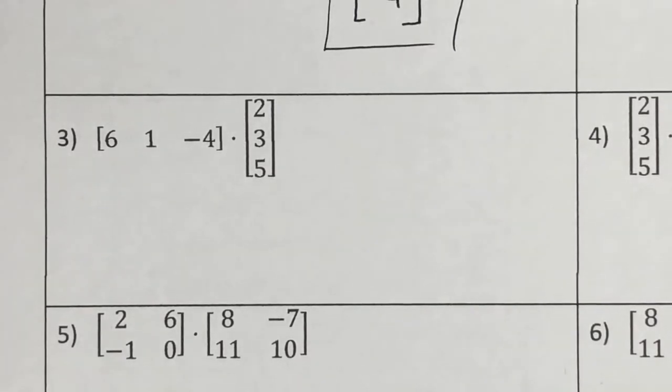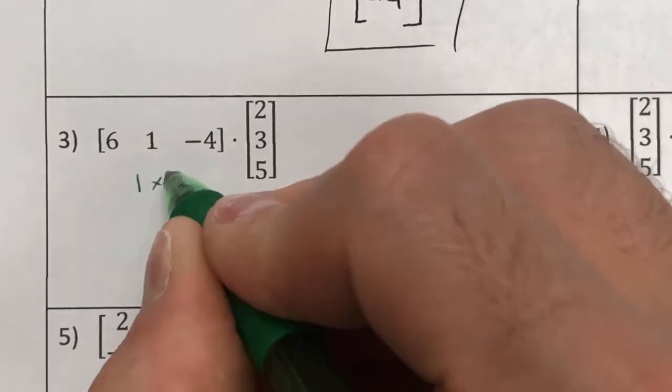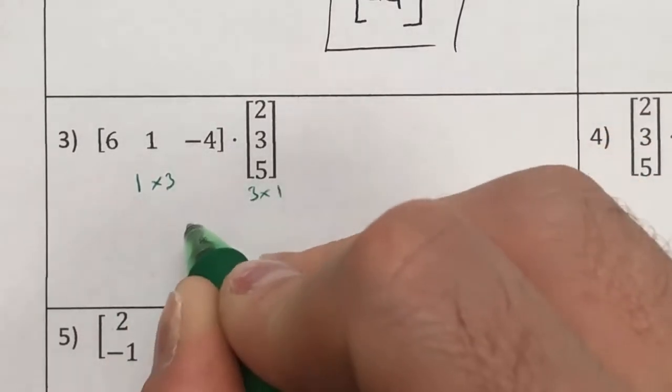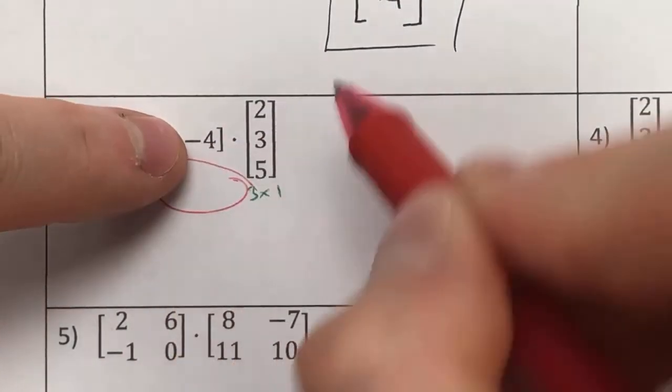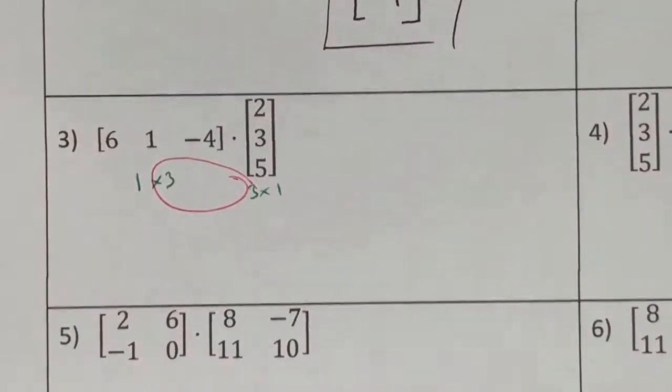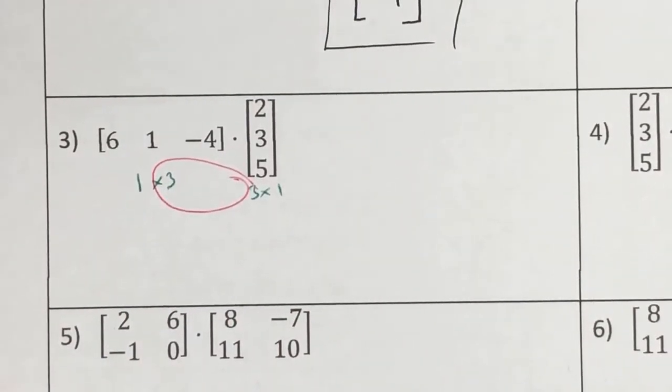If I look at the next one, a very similar setup is going to happen. In this case, I have a 1 by 3 and a 3 by 1. Now, I know that the inside elements match up, meaning if I take 1, 2, 3 elements, I match up with 1, 2, 3 elements in the column, and I'm going to end up producing a 1 by 1 matrix.